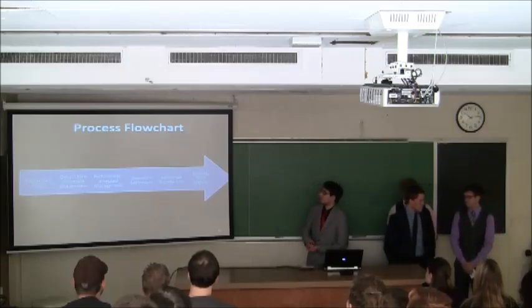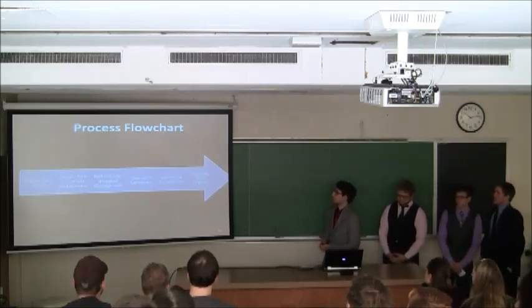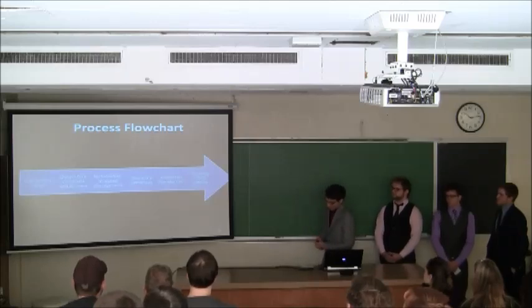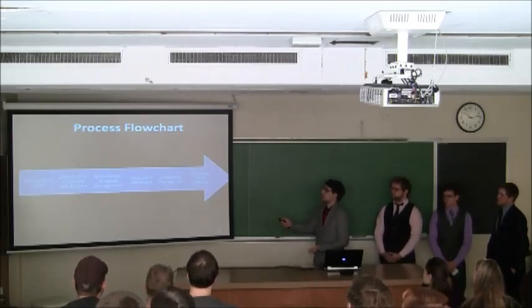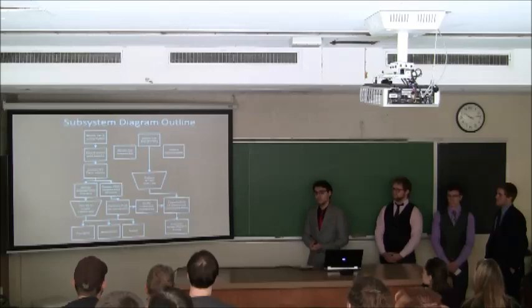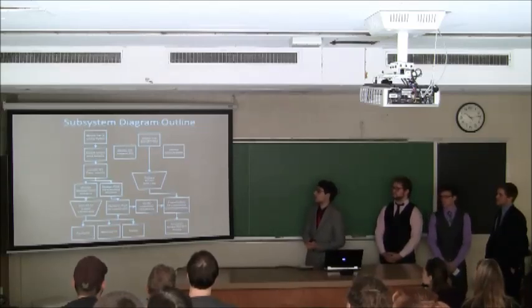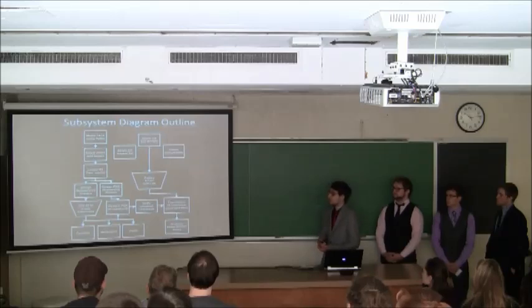All right, thank you very much, Tom. This is our team's process flowchart. It's an overview of all process steps, and our team will be discussing each step in detail. So here we have a condensed version of our team's subsystem diagram, and portions of this diagram will be used throughout our team's presentation.